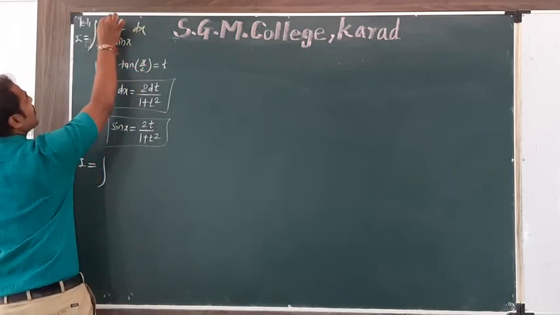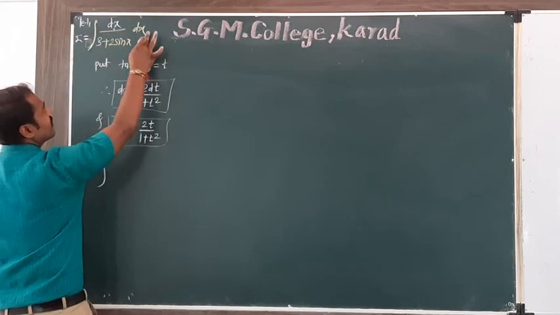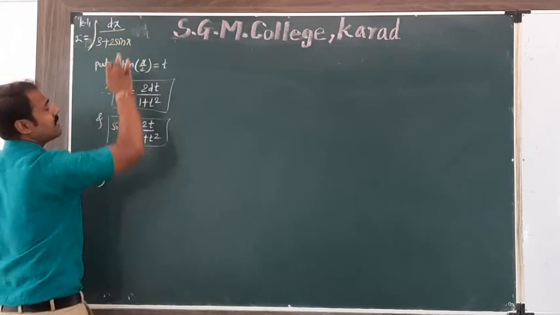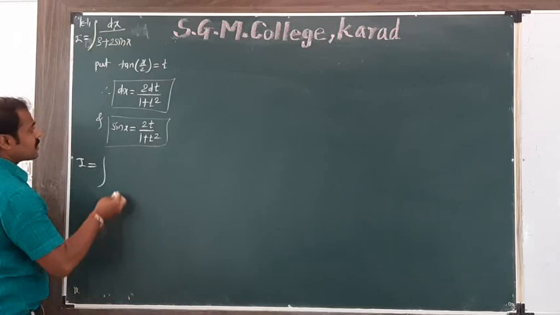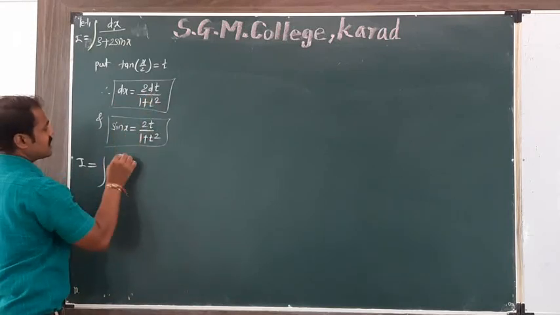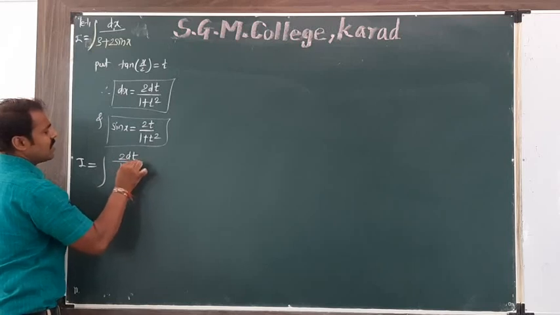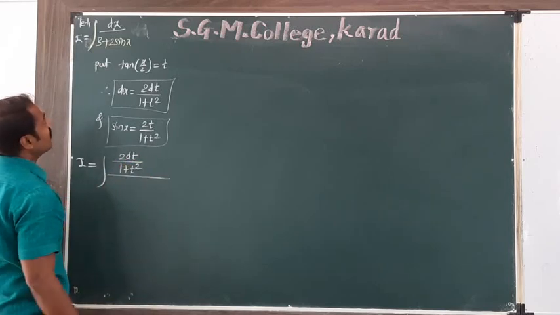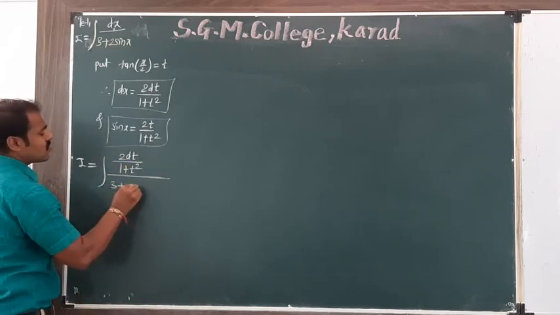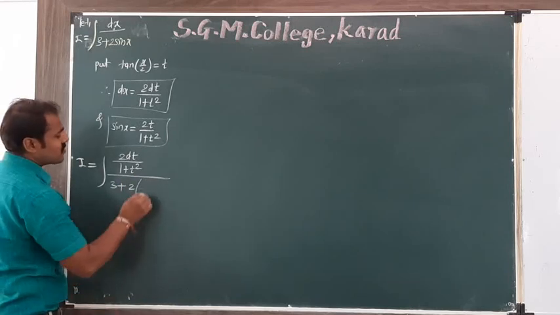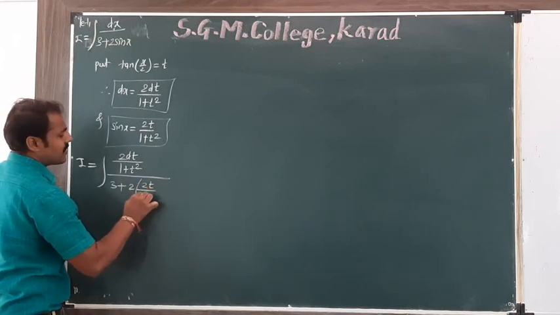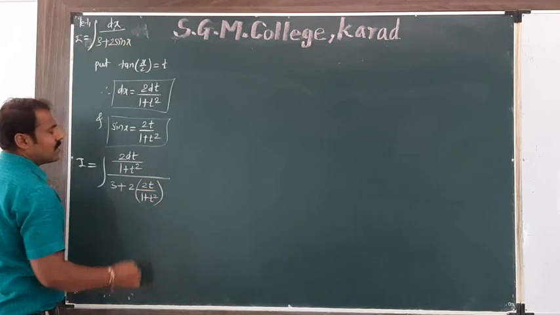divided by... it's dx, so I can write it here. Okay, 1 into dx is what? dx, so I can write it in the numerator. Integration of, what is the value of dx? It's 2 dt divided by 1 plus t square, divided by 3 constant as it is, 2 constant as it is. The value of sin x is what? 2t divided by 1 plus t square.